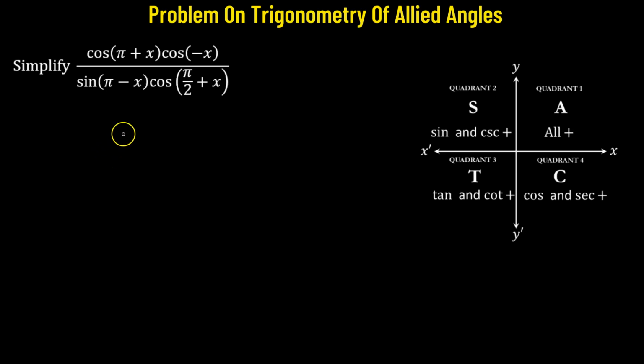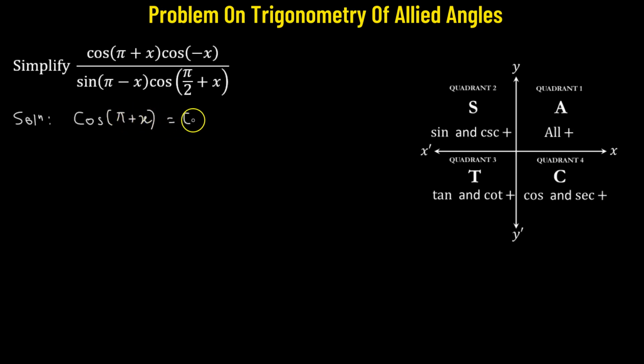So in this problem, we need to find out the value of the given trigonometric expression. Let us begin. What we'll do here, we'll first try to simplify each of the trigonometric ratios. We'll begin with the first one. Here we have cosine of pi plus x.